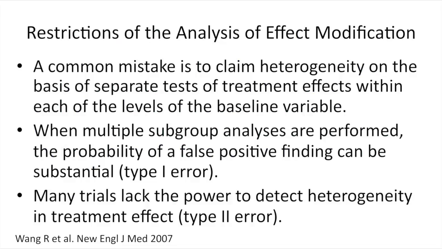There are several restrictions. A common mistake is that we just look at the subgroup, see a significant result in one subgroup and not in the other, and think there's a difference. But we always should rely on this interaction term and then the P for interaction. And as we already discussed, when multiple subgroups are analyzed, we have a risk for type 1 errors or false positive findings, and also many trials lack the power to detect heterogeneity in treatment, which is a type 2 error. So we really have the chance of both types of error to occur.